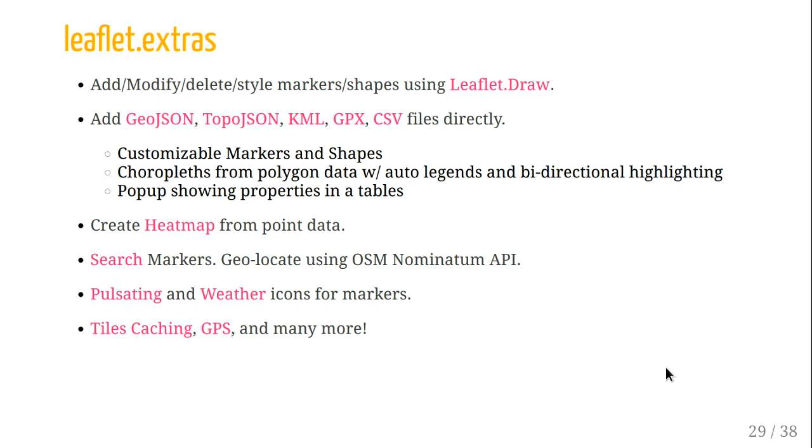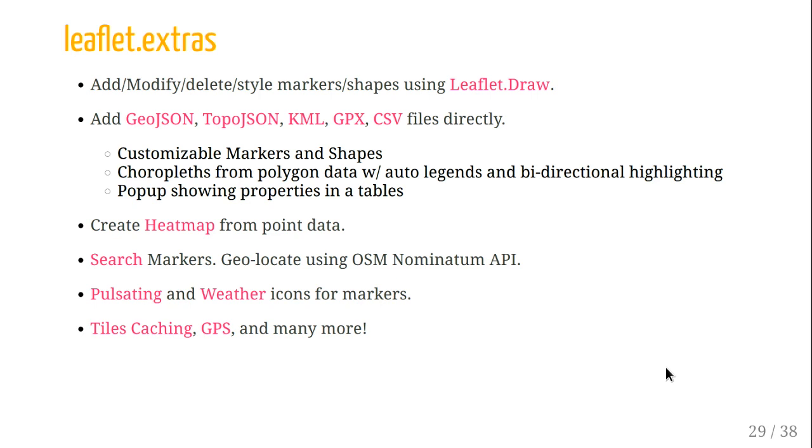So what does leaflet.extras give you? It allows you to interactively draw features and edit features on the fly, and work with that from a Shiny perspective. It allows you to add GeoJSONs, TopoJSONs, KML, GPX, various different file formats directly as is, make popups from it, make highlighting, everything. I'll show you an example. It allows you to create heat maps on your Leaflet maps.